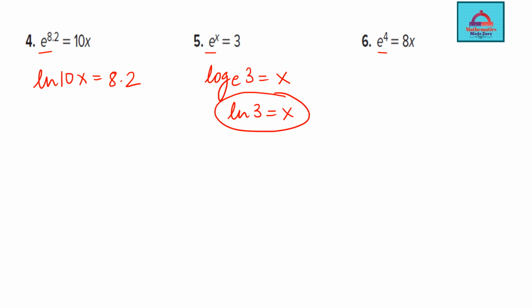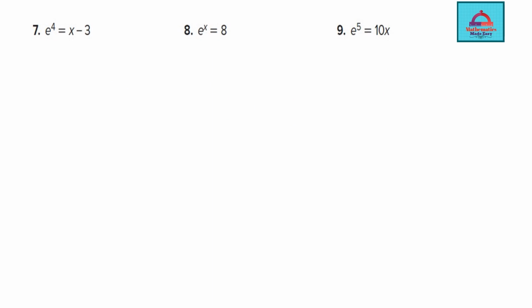This one again, similarly, ln 8x equal to, so these are the natural logarithmic form. Let's do questions 7, 8, 9 in a similar manner. Again, the base is e, so these are natural logarithmic questions. All are given in exponential form. We need to convert to logarithmic form.